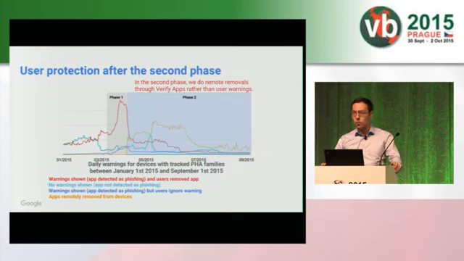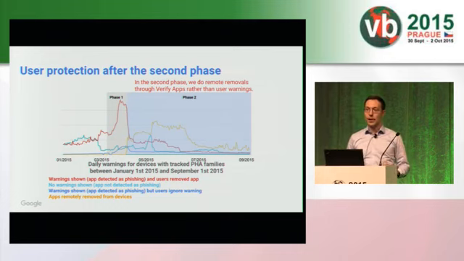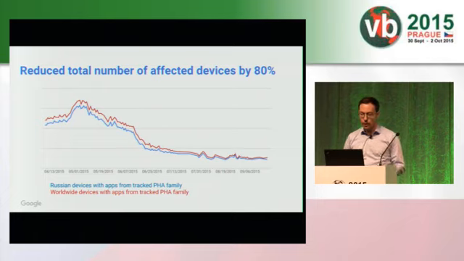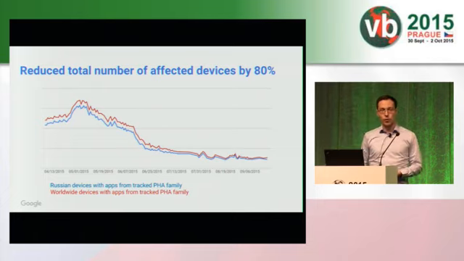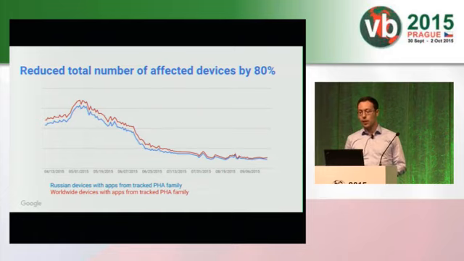So they had to be removed first, and then later on, as the weeks went by, the number of remotely removed applications went down because they were just not that widespread anymore. During that effort, we managed to reduce infection rates for this particular family by about 80%.